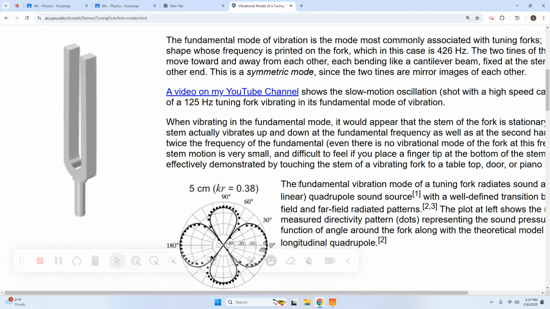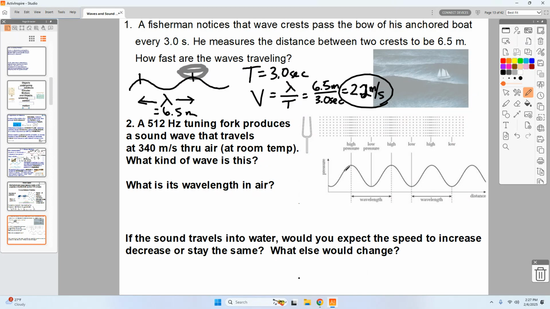Yeah, what do you think? Longitudinal. It'd be longitudinal. And so when you look at this wave, when you look at this graph here, this picture, you can see that there are some high pressure regions. This is a period of high pressure, and then here's another period of high pressure. So those particles are pushed together, and that's where that pressure would be high.